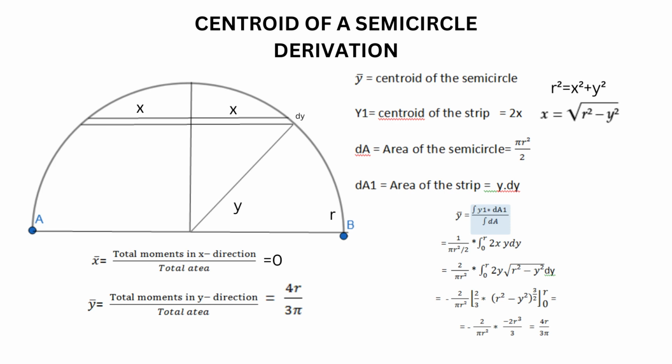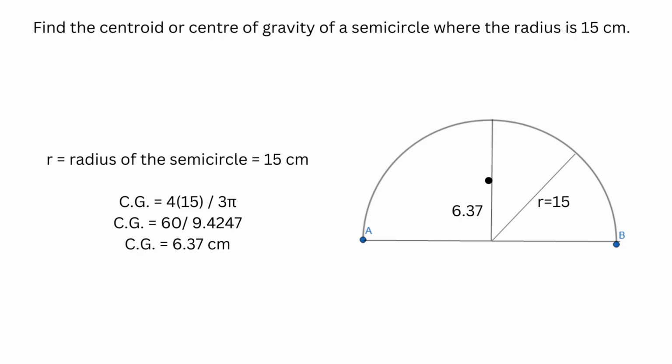So y dash, which is total moments in y direction divided by total area, equal to 4r divided by 3 pi. So the distance of the centroid from the base comes to 4r divided by 3 pi. And you get it by integrating by the method of integration. So you can see this.